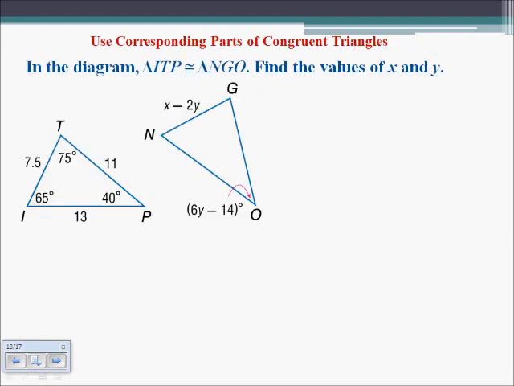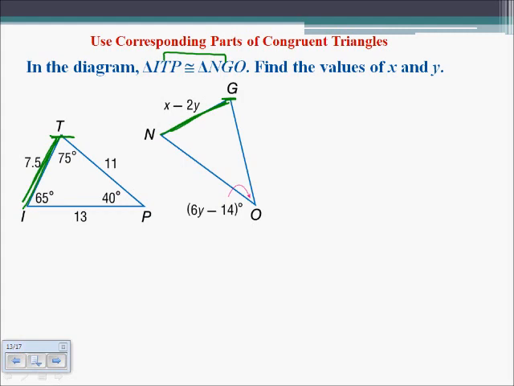Alright, same idea here in the diagram. Triangle ITP is congruent to NGO. Find the values of X and Y. We have G and T being in the same spot, so therefore here and here are congruent. So GN is congruent to TI, so 7.5 is equal to X minus 2Y.